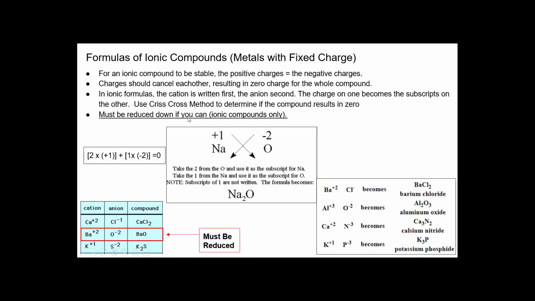Okay, formulas of ionic compounds. So how do you put these together? There's 2 ways you can do it, and either way is fine. For an ionic compound to be stable, the positive charges equals the negative charges, meaning that when the compound comes together, it has to be neutral. It has to equal 0. The easiest way to do that is the crisscross method.